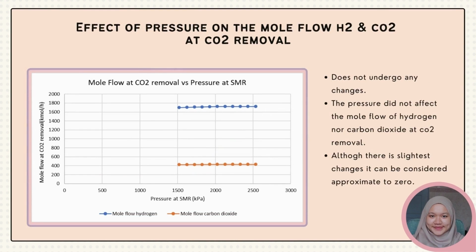Next is the effect of pressure on the mole flow of hydrogen and carbon dioxide at CO2 removal. Based on the graph shown, both mole flows of hydrogen and carbon dioxide do not undergo any changes through the trend line. The pressure increase did not affect the mole flow of hydrogen nor carbon dioxide.